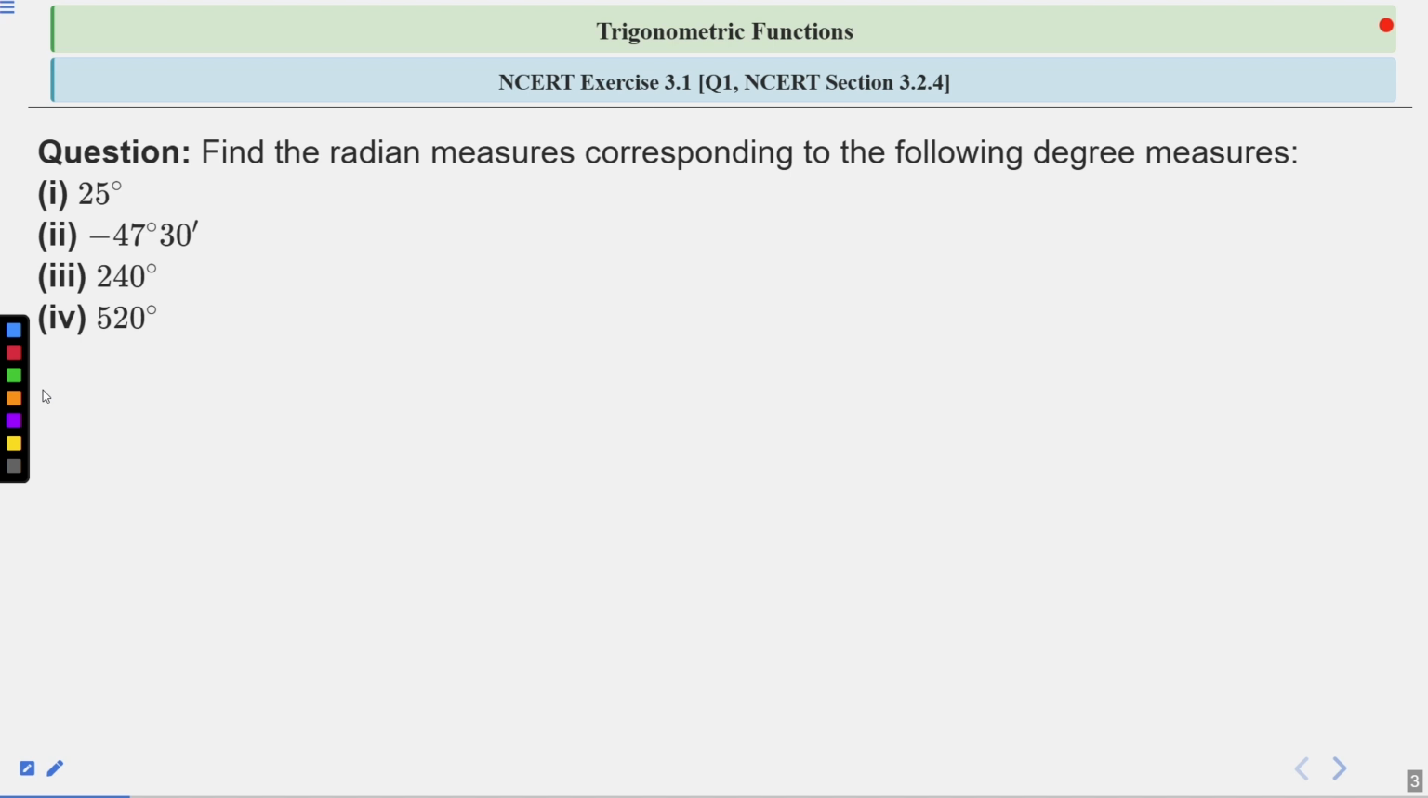So let us start with NCERT exercise 3.1, question number 1, which is part of NCERT section 3.2.4, right? The question is: find the radian measures corresponding to the following degree measures. The first part is 25 degree, the second part is minus 47 degree 30 minute, the third part is 240 degree, and the fourth part is 520 degree, right? You have some time to solve or think about this question. After that, we'll move to the solution part.